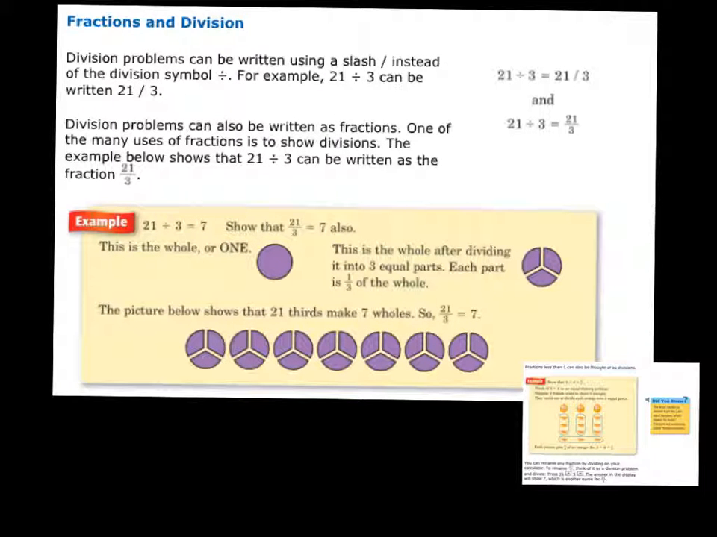We're going to take a look at page 46 from our student reference book to learn about fractions and division. Who can read the first two paragraphs that are up above?